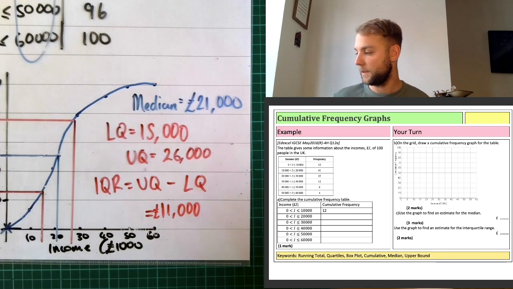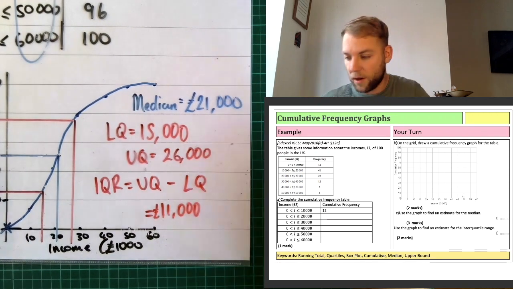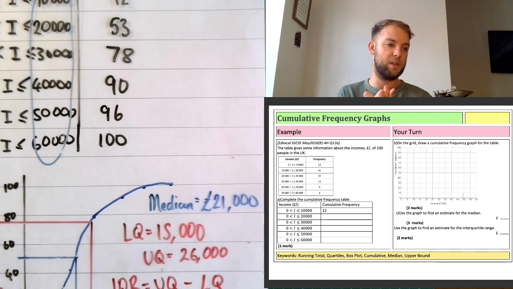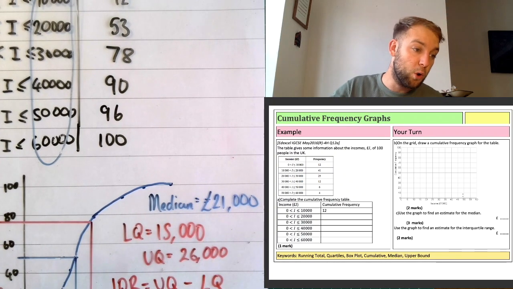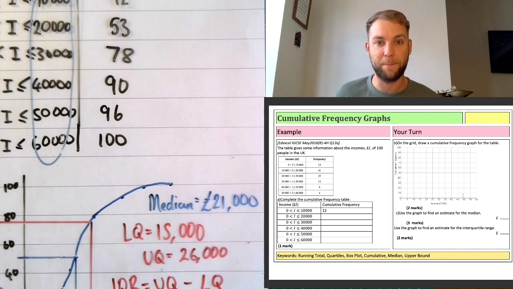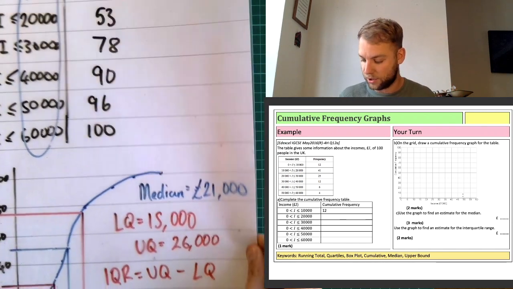Absolutely super. Let's check those answers. There's a lot going on there. How many marks would that be? That's loads, isn't it? 1 plus 2 is 3, plus 3 is 6, plus 2 is 8. So that's 10% of the whole of that paper. 10% just on that one question.